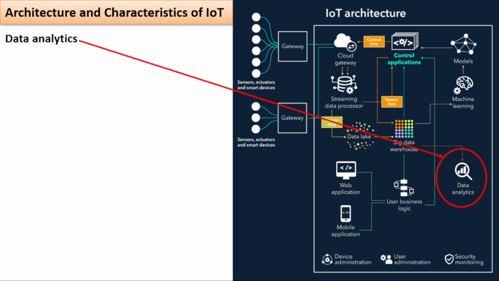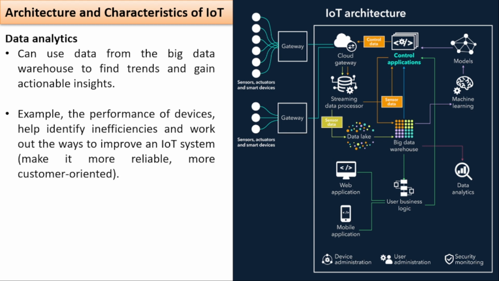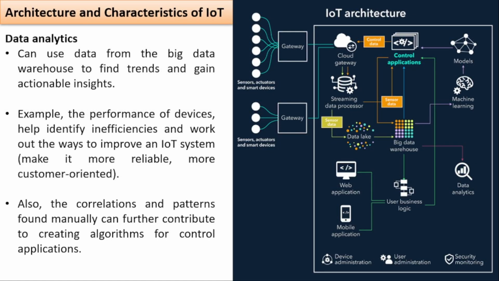Data analytics utilizes information sourced from the big data warehouse to identify trends and extract actionable insights. For instance, it enables the assessment of device performance, identifies inefficiencies, and devises strategies to enhance an IoT system, making it more reliable and customer-centric. Moreover, manually discovered correlations and patterns can aid in developing algorithms for control applications, further enriching the system.